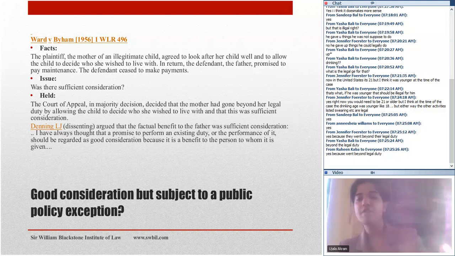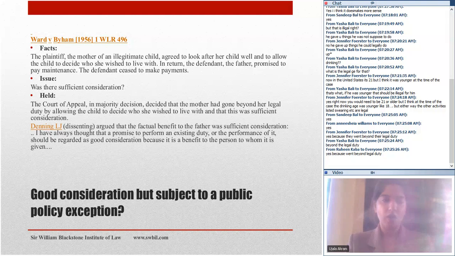So despite the traditional requirement that I exemplified earlier, to exceed a non-contractual duty before it can constitute good consideration, Lord Denning very interestingly suggested in this case, Ward versus Bayham, that the mere performance of a public duty may sometimes constitute consideration. So again, let's look at the facts of the case. In this case, a mother promised to look after her child in return for what? Promise. In return for maintenance or income. And Lord Denning thought that there was consideration for the promise of the income, despite the fact that the mother was already under a statutory duty to look after her child.